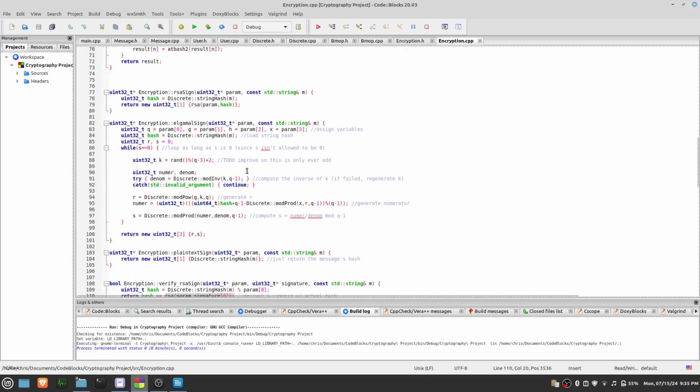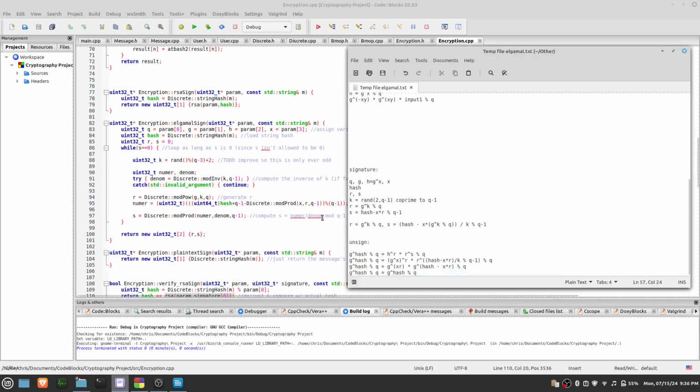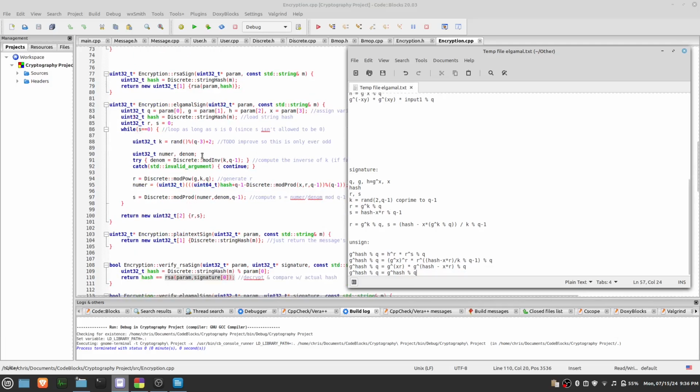Meanwhile, ElGamal sign, which once again I'm going to have to look back at because ElGamal is so complicated. Okay, so you generate the string hash to compare with the result. Then you generate a random value k, and you have to make sure that k is coprime to the totient. If it's not, then you try again. And then, what do you do next?